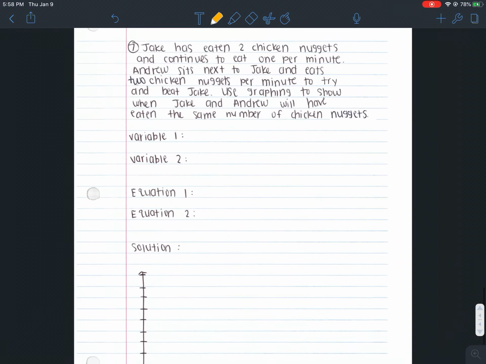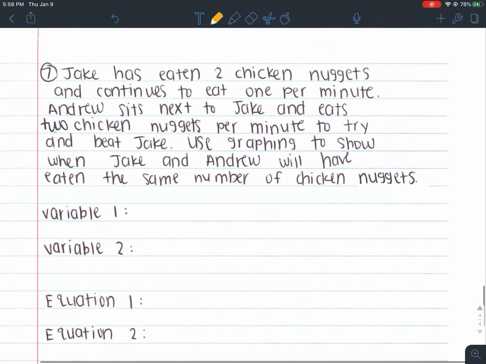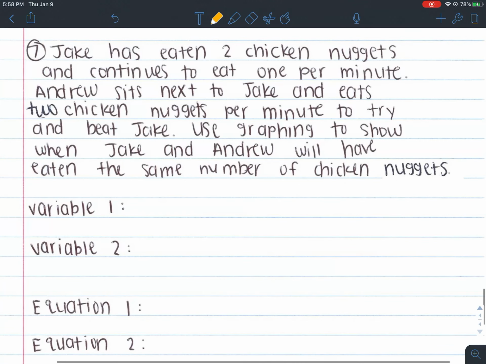All right, so we're moving on to this last problem, which is a word problem. It looks scarier than it is, I know, but you'll be okay. So number 7, Jake has eaten 2 chicken nuggets and continues to eat 1 per minute. Andrew sits next to Jake and eats 2 chicken nuggets per minute to try and beat Jake. Use graphing to show when Jake and Andrew will have eaten the same number of chicken nuggets.